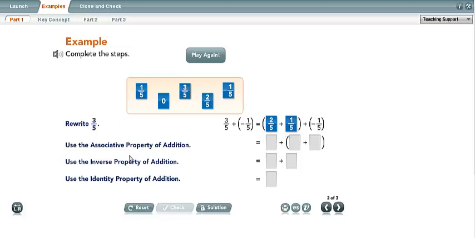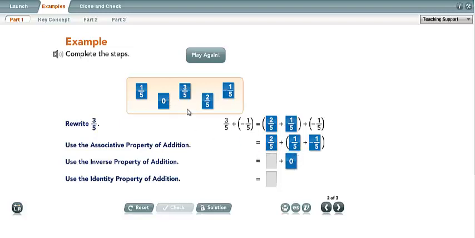And now it's telling me to use the associative property of addition. Remember, that's simply saying order does not matter. So I'm going to put 2/5 out here. I'm going to put a negative 1/5, so I'm bringing that straight down, and I'm putting a positive 1/5. This way, when I add these, I'm doing the inverse property of addition, and I'm getting 0, because a number and its opposite, when combined, will give you 0.